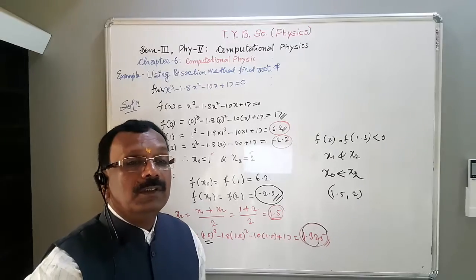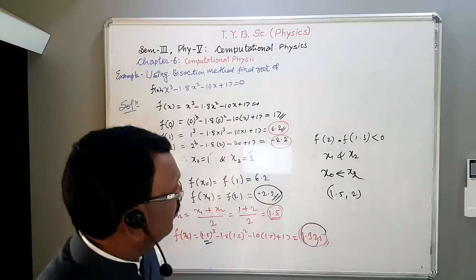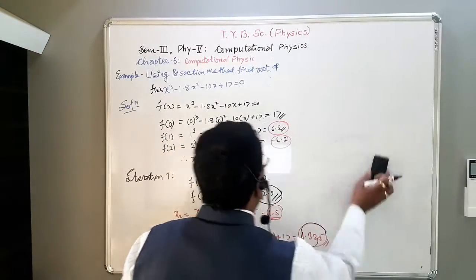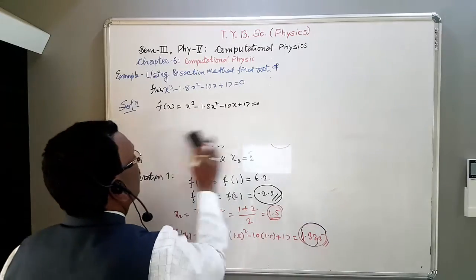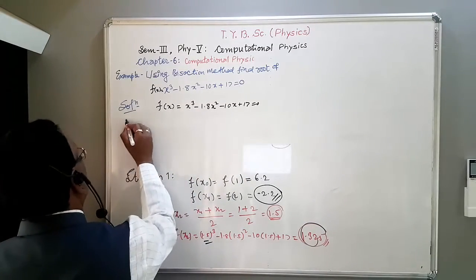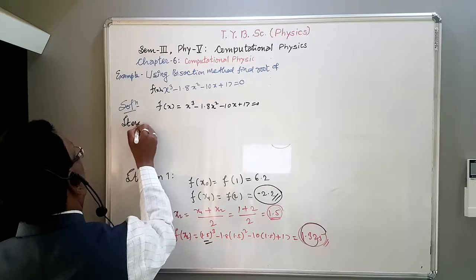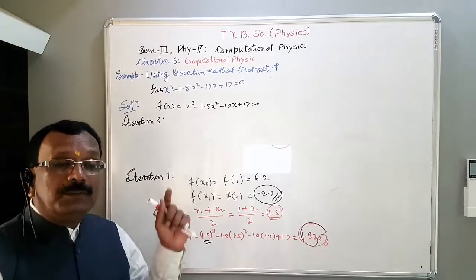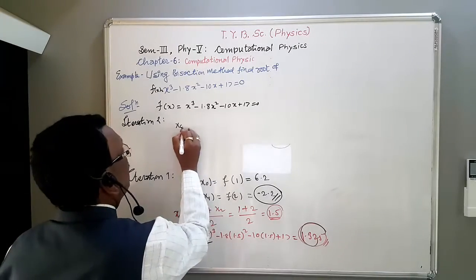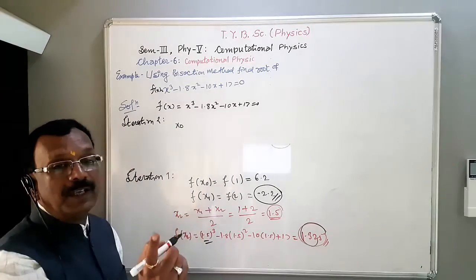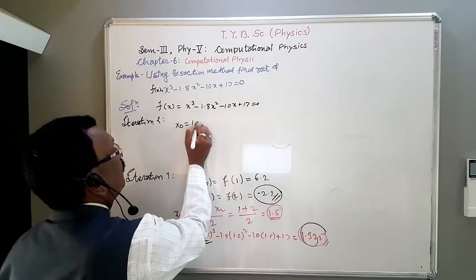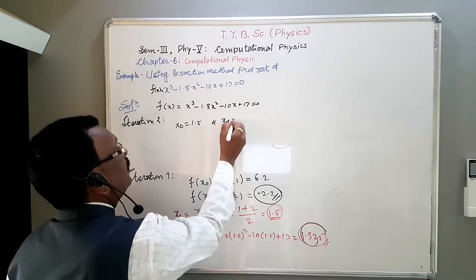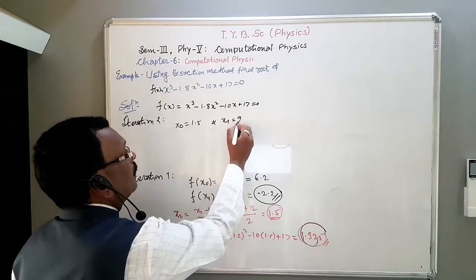Now, for the second iteration, iteration 2, what is x0? Same: x0 is equal to 1.5 and x1 is equal to 2. Okay.